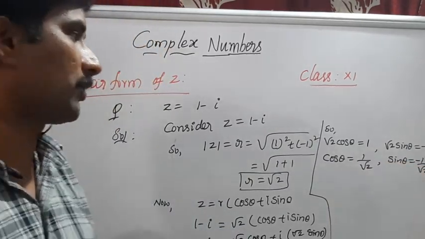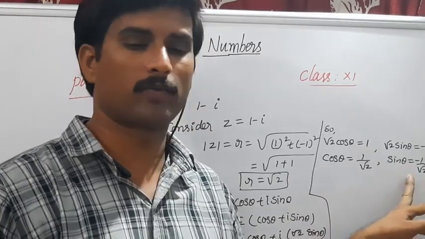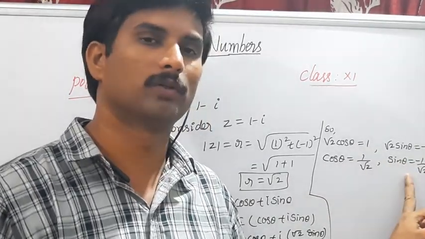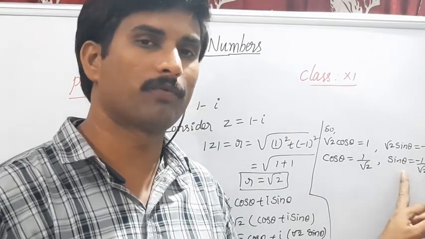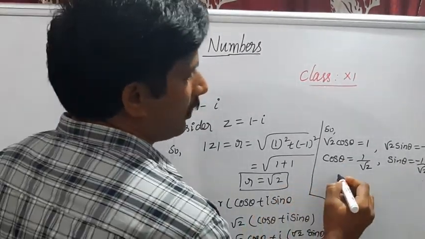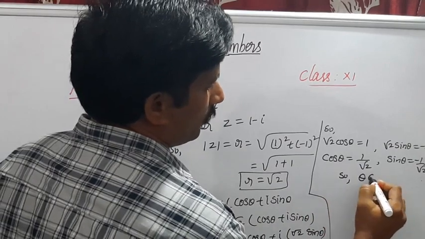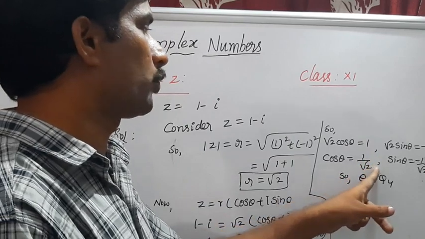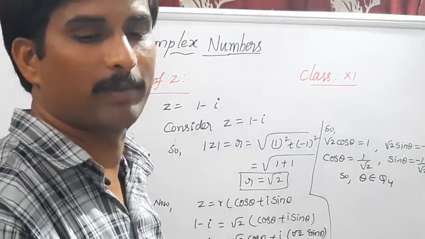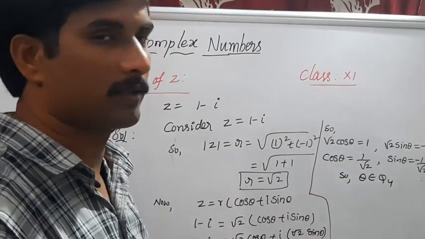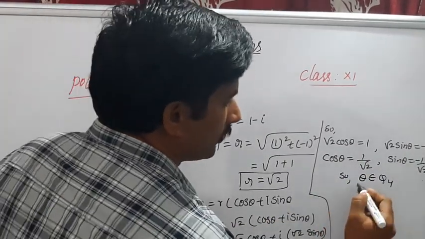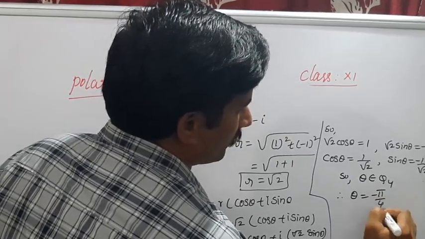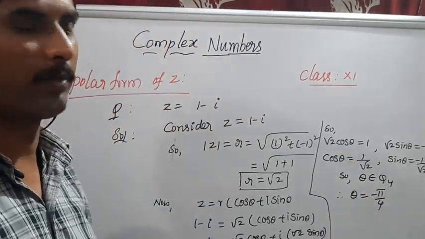So here observe the cos value is positive and sin value is negative. So cos is positive and sin is negative, which is the fourth quadrant. So theta belongs to Q4. But here 1 by root 2 means which degree value? Obviously it is a pi by 4 value. But theta is negative here. So theta is equal to minus pi by 4.